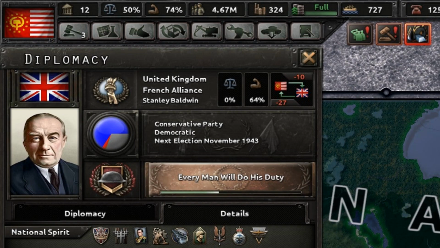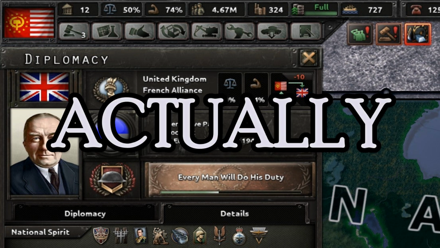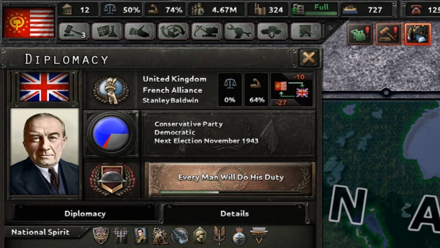It's Stanley Baldwin. Yes, Hoi4 players. That old man at the start of every Hoi4 game that retires is actually a significant individual in British history. Who'd have thought it, eh? Anyway, he was the Conservative leader from 1923 to 1937 and had 3 prime ministerial terms.